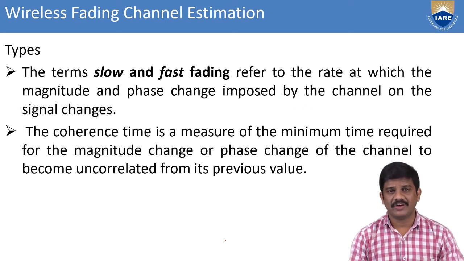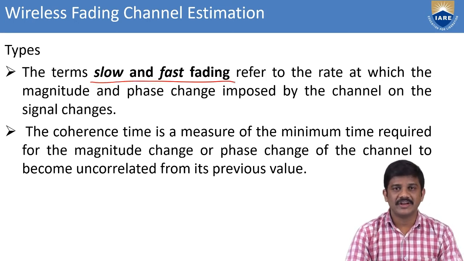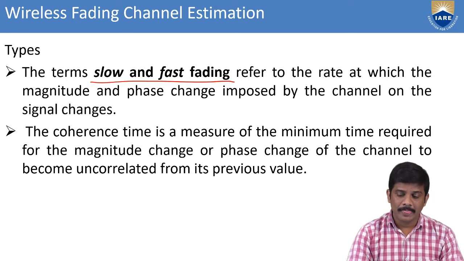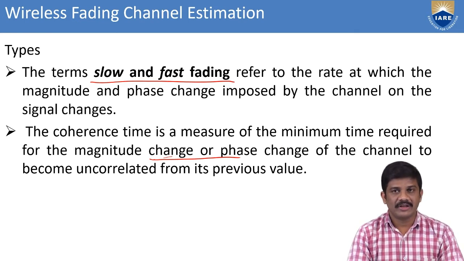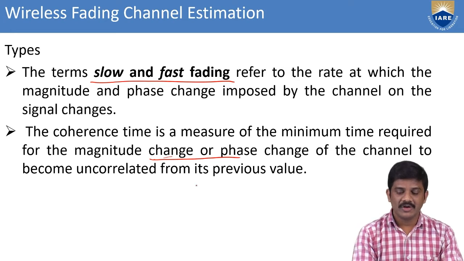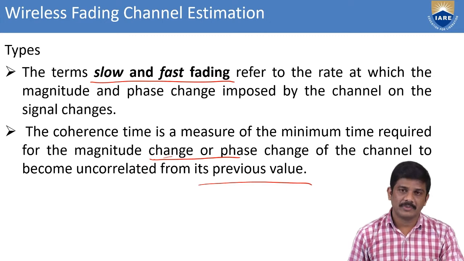Now coming to types of fading, here we are mainly considering slow and fast fading. It is the rate at which the magnitude and phase changes imposed by the channel on the signal change. Coming to the coherence time, we measure the minimum time required for the magnitude or phase change for the channel to become uncorrelated from its previous values. We are taking some correlation values and uncorrelation values also, from the previous value.